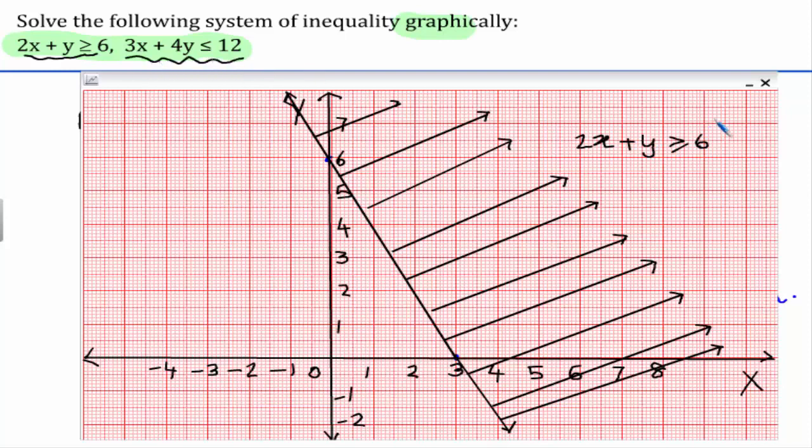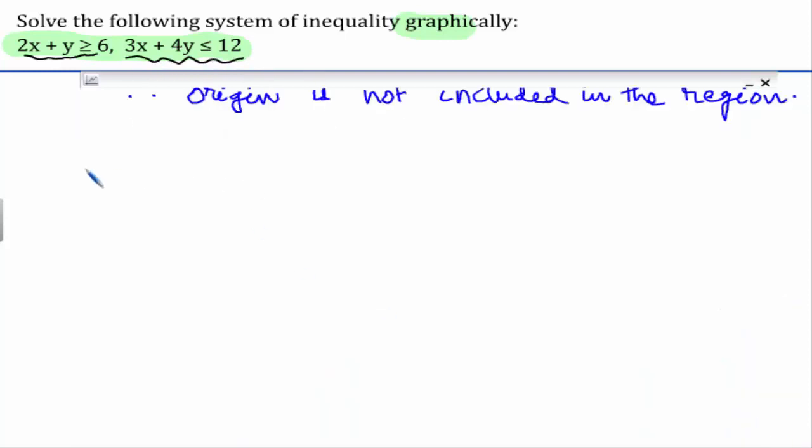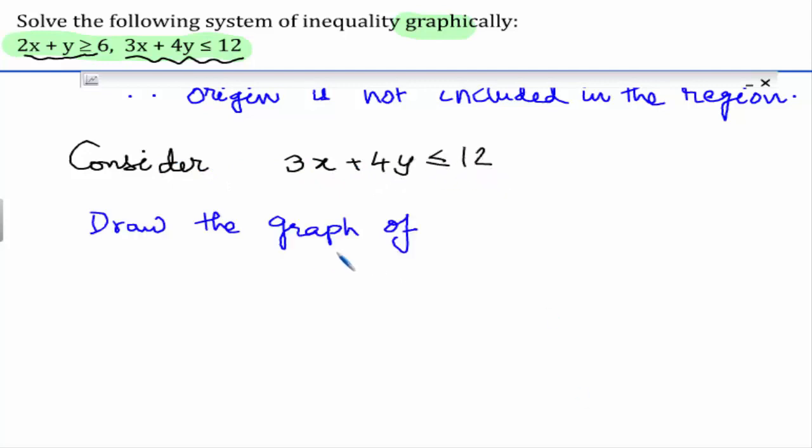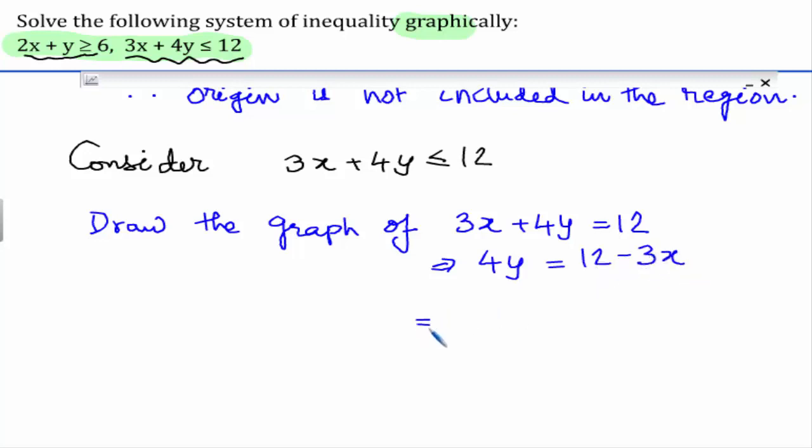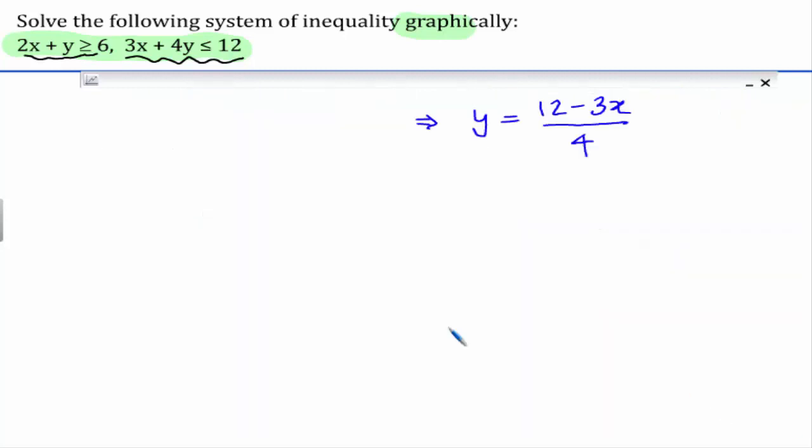Now let us consider the second inequality. That is 3x plus 4y less than or equal to 12. Now we need to draw the graph of 3x plus 4y is equal to 12. So that implies 4y is equal to 12 minus 3x. So y is equal to 12 minus 3x by 4. Now let us find out the ordered pairs for the given equation.